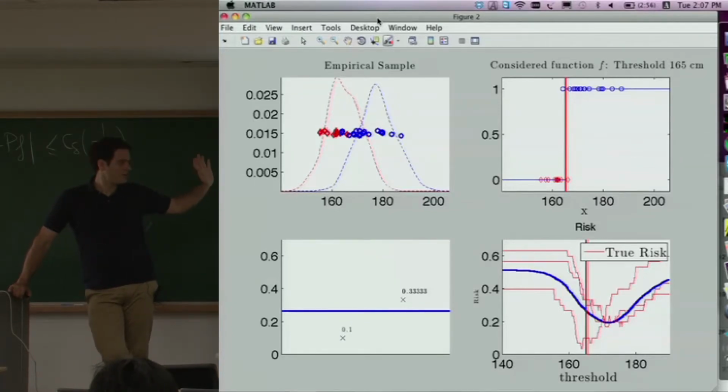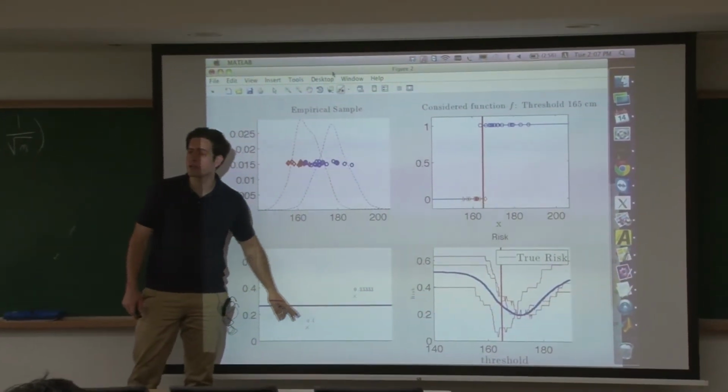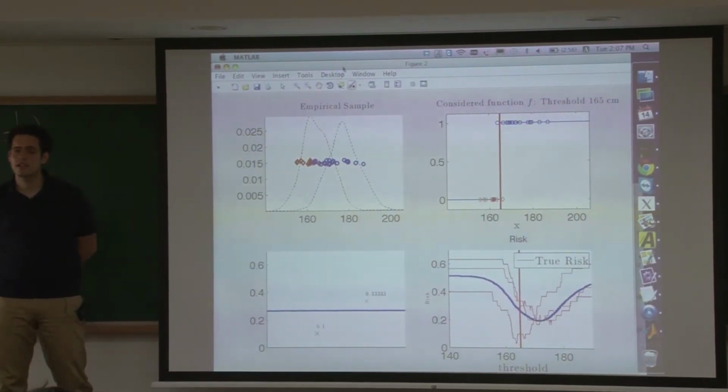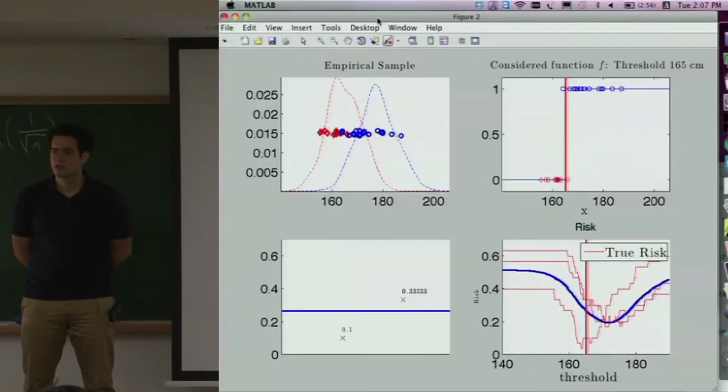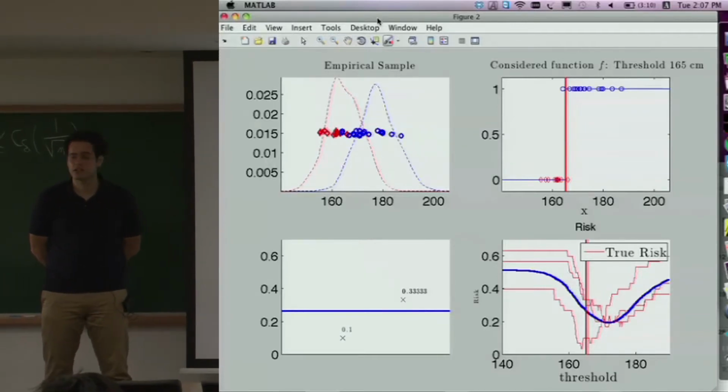Again, here I have set the threshold at 165 centimeters. I'm looking for a function which predicts the gender of someone according to his or her height. I set the threshold at 165, and I say this is going to be my function. And then I'm discussing the differences between this and the true risk. Okay? Is this what you would do in machine learning? Can anyone highlight or tell me what I'm doing that's a bit strange for someone trying to do machine learning?